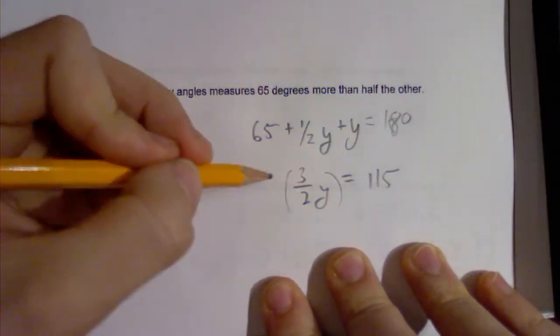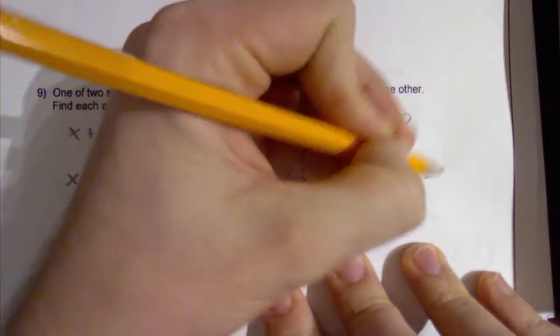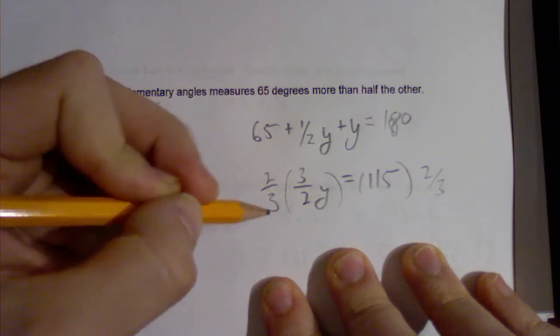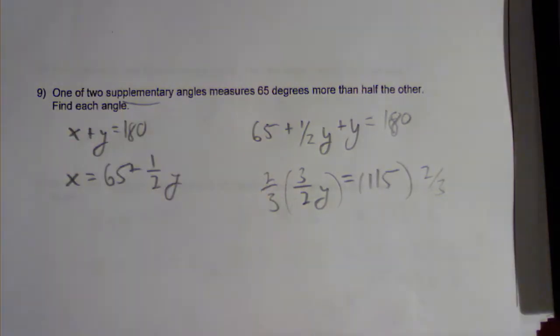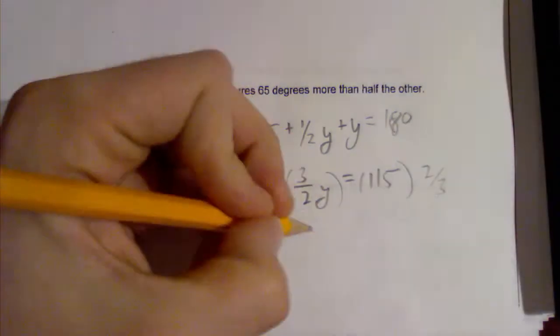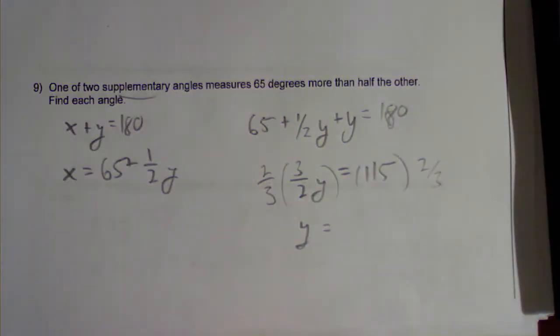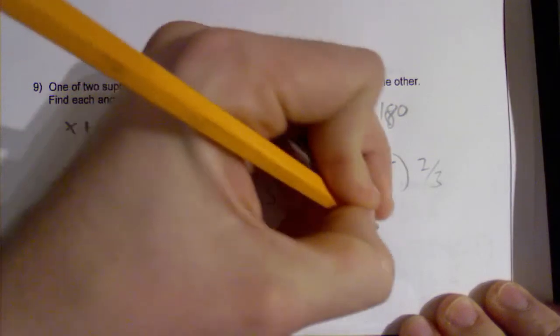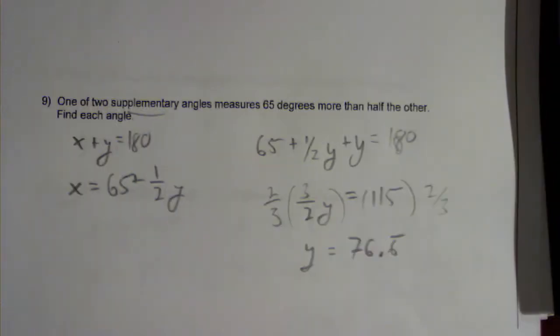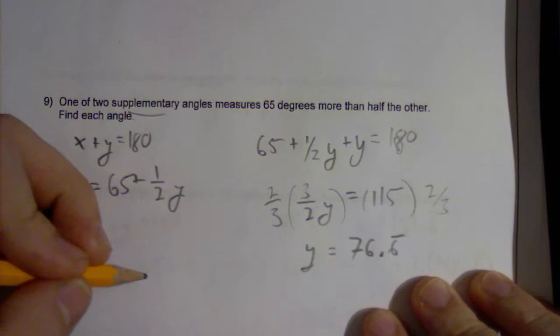Then I'll multiply this by 2/3, multiply this by 2/3. That's to cancel off. The 2 and the 2 cancel out, the 3 and the 3 cancel out. So I'm left with y equals 2/3 of 115, which is 76.6 repeating. I'm just double checking 3/2 times 2/3. Yeah, of course it is. Okay, 76.6 repeating.